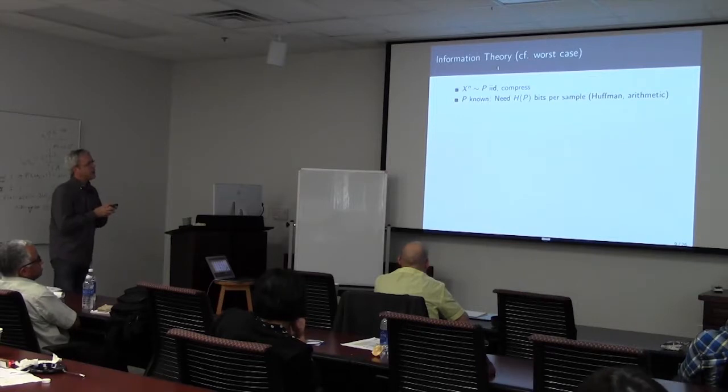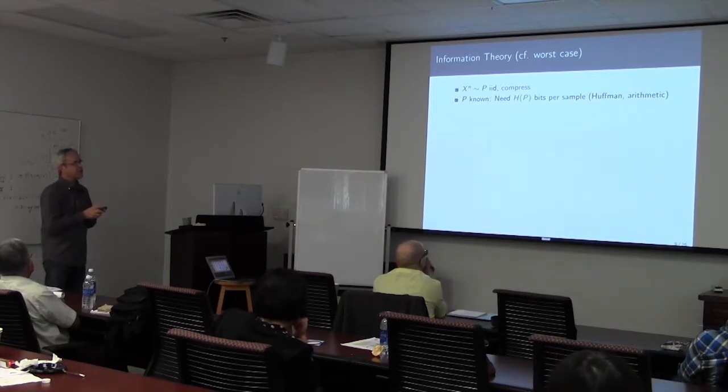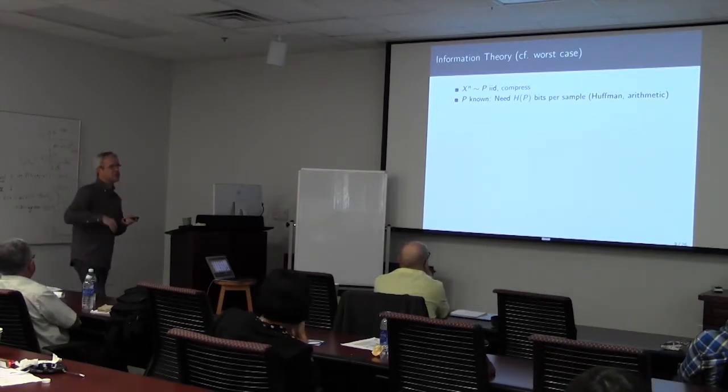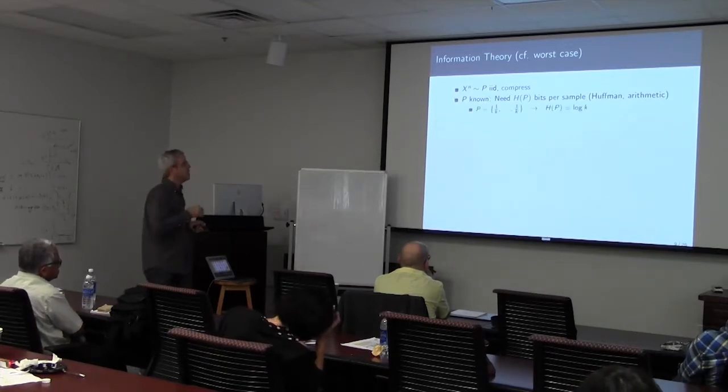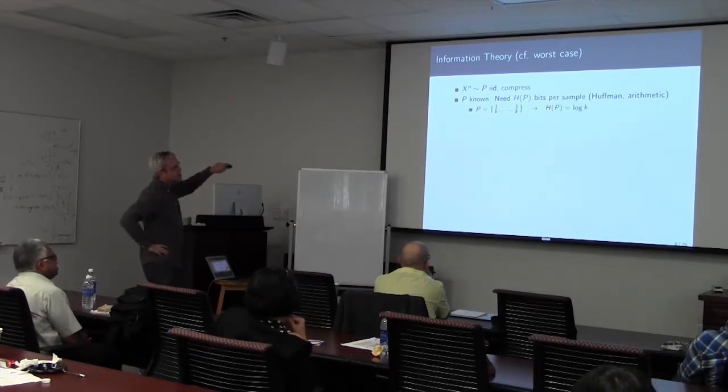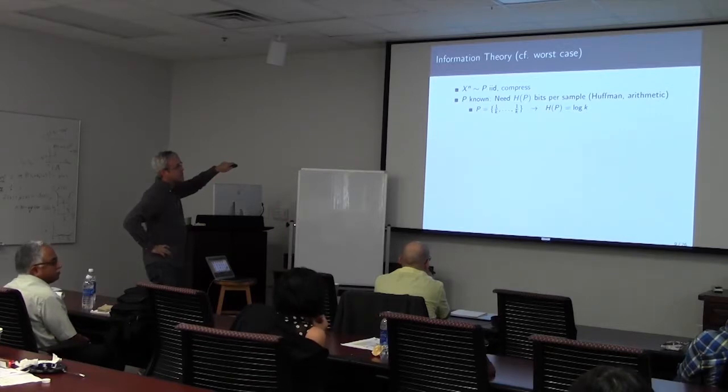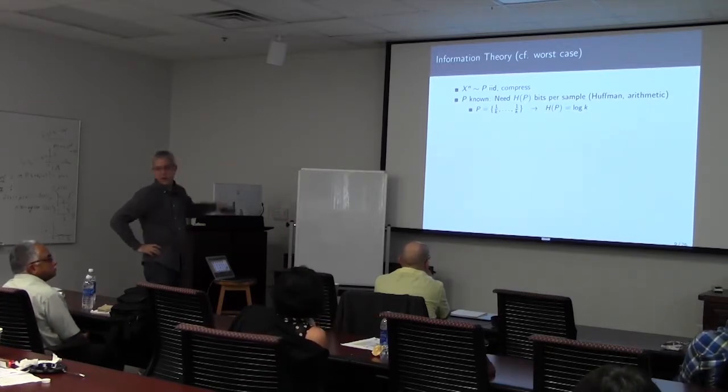And if P is known, we know that we need the entropy of P bits per sample, and you can achieve it in different ways, okay? And so the question is, what is the entropy? So if P is uniform over K elements, then the entropy is log K.